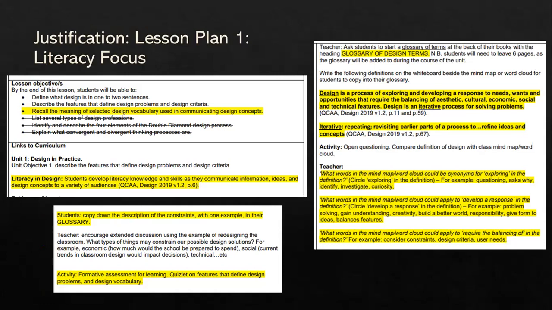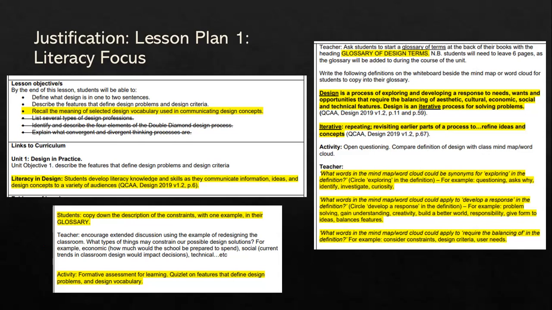Justification of lesson plan 1, the literacy focus. In design, students learn to communicate information, ideas, and design concepts to a variety of audiences. It's therefore important for students to understand and use the subject-specific vocabulary of design. This lesson, conducted early in the first term in Year 11, concentrates on helping students to develop definitions of key design terms.